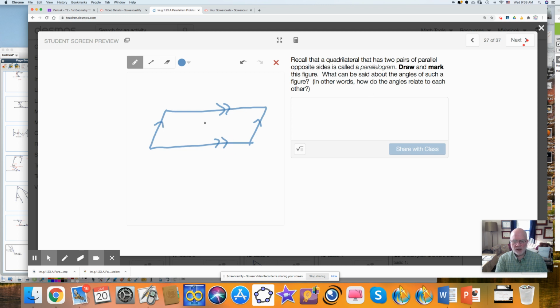What can be said about the angles? Well, the opposite angles would have to be congruent. The adjacent angles would have to be supplementary. These have to add to 180, and these two are congruent.